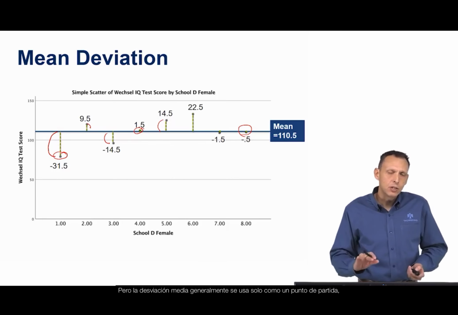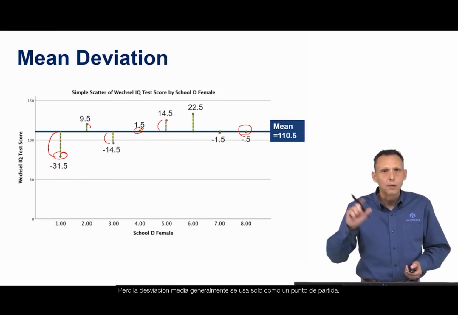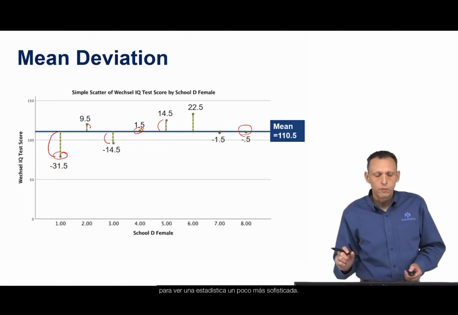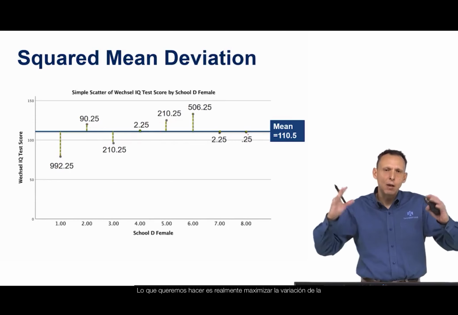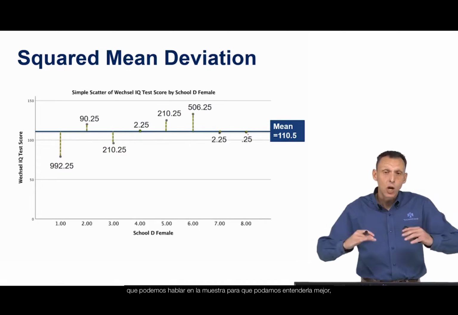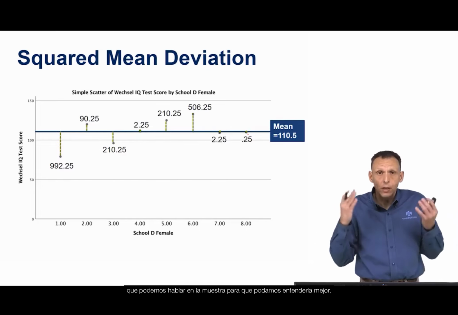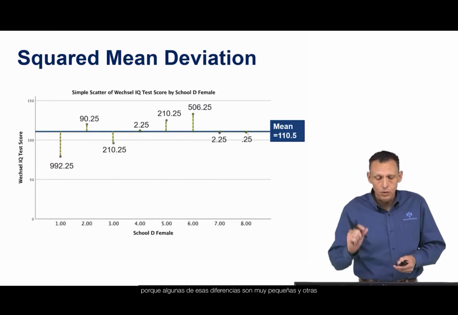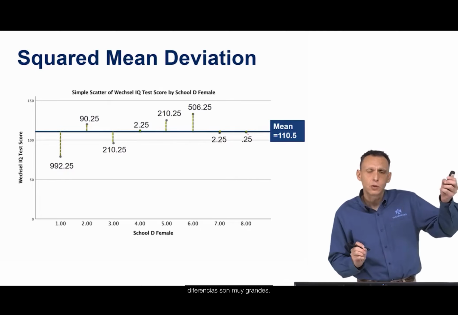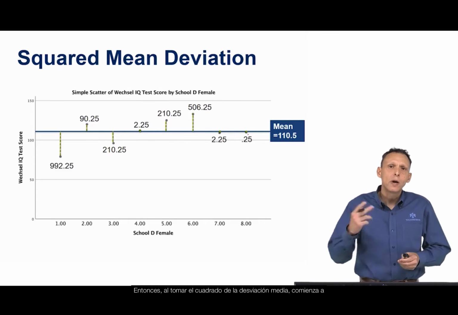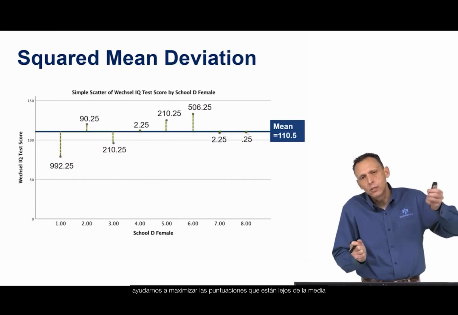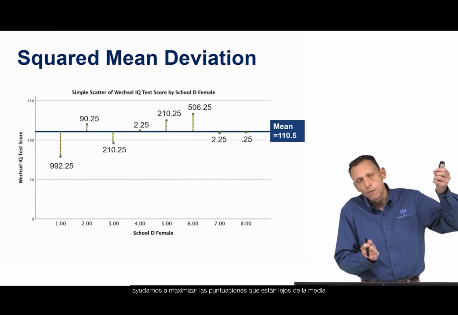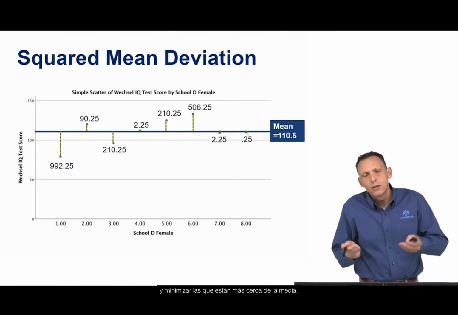But the mean deviation is typically used as just a starting point to look at a more sophisticated statistic. What we want to do is really maximize the variation that we can talk about in the sample so that we can understand it better, because some of those differences are really tiny and other differences are really big. So by taking the square of the mean deviation, it starts to help us maximize the scores that are far away from the mean and minimize the ones that are closest to the mean.